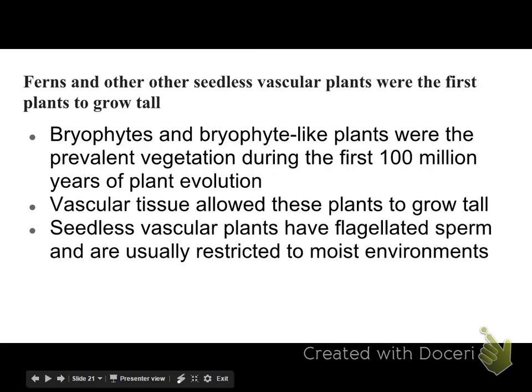Ferns and other seedless vascular plants were the first plants to grow tall, and so bryophytes and bryophyte-like plants were the prevalent vegetation during the first million years of plant evolution. Vascular tissue allowed these plants to grow tall, and seedless vascular plants have flagellated sperm and are usually restricted to moist environments.